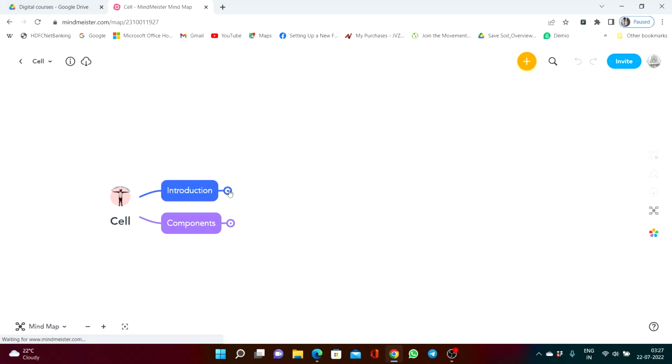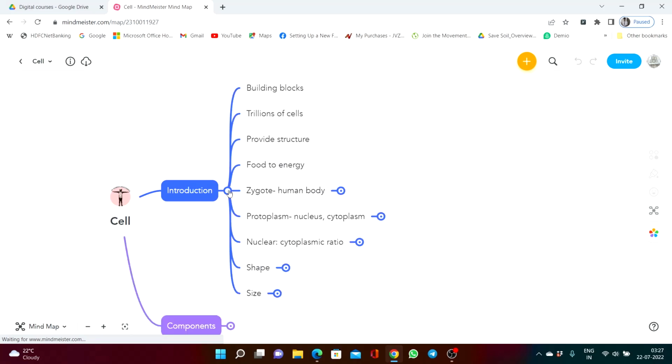Under introduction, if you can recall, it was discussed that cells are the basic building blocks of the human body. It is made of trillions and trillions of cells, which provide structure to the body. It converts food, what we eat, into energy, which helps in conducting different functions of the body. And the amazing fact is what and how the creator has created living form.